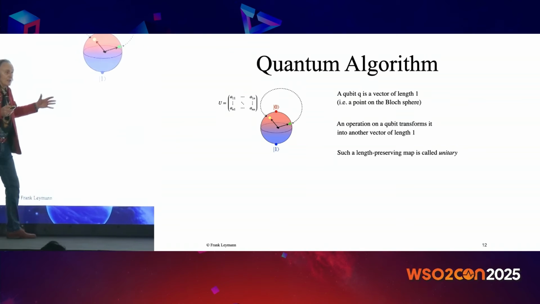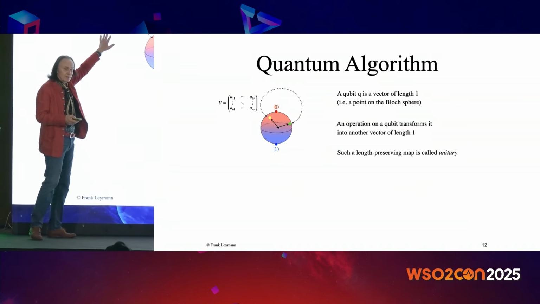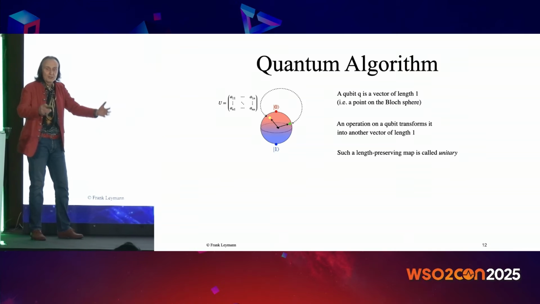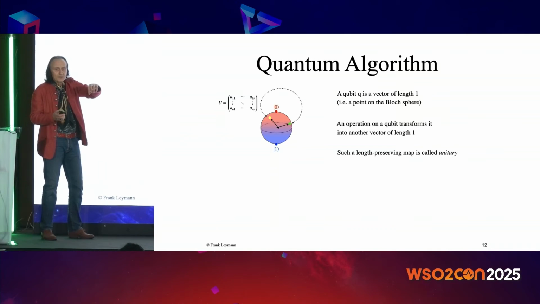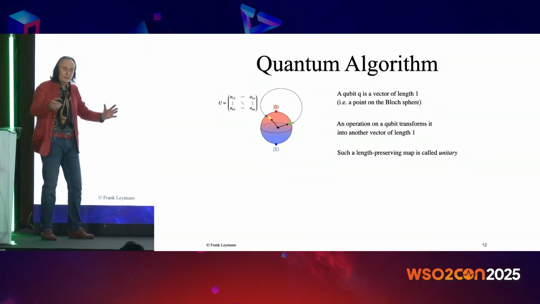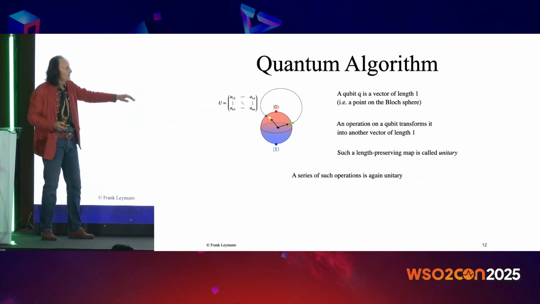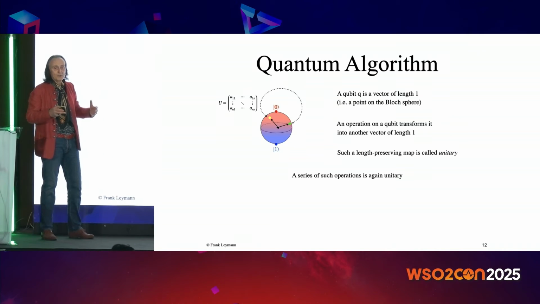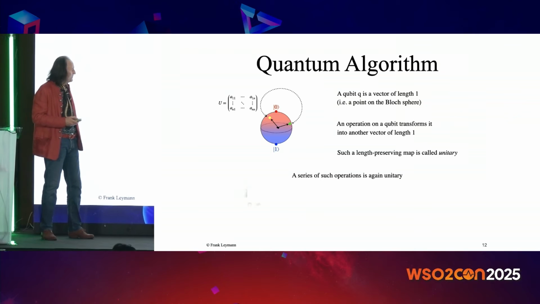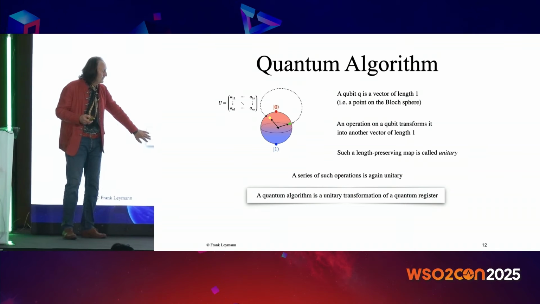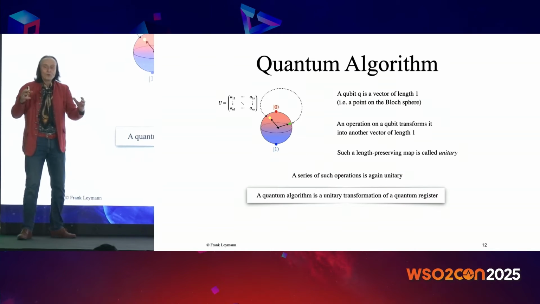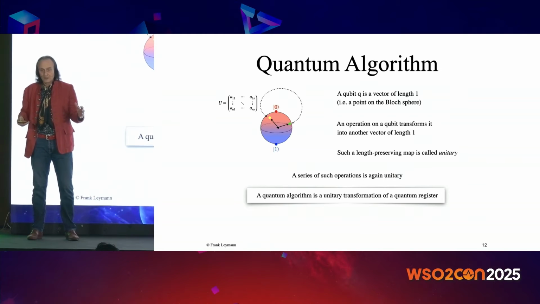And if you manipulate one, so it's a matrix. Right? And if you manipulate multiple qubits together, you have here a unitary transform, there a unitary transform. If you bundle them together, it's again a unitary transform. That means a series of unitary operations is again a unitary operation, and this is a quantum algorithm. A quantum algorithm is a unitary operation on a quantum register.